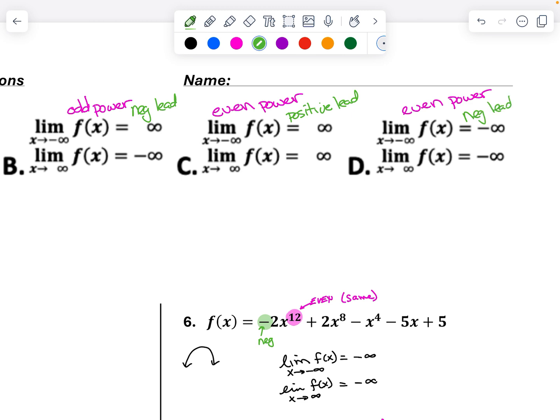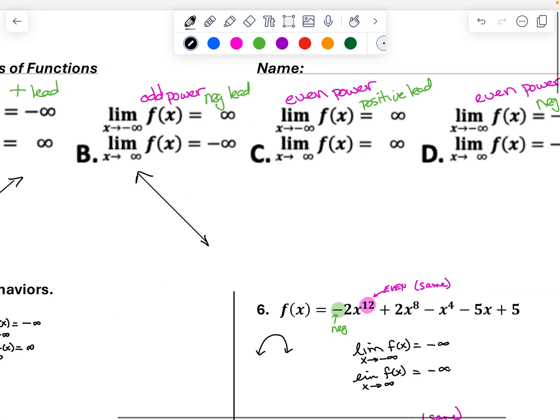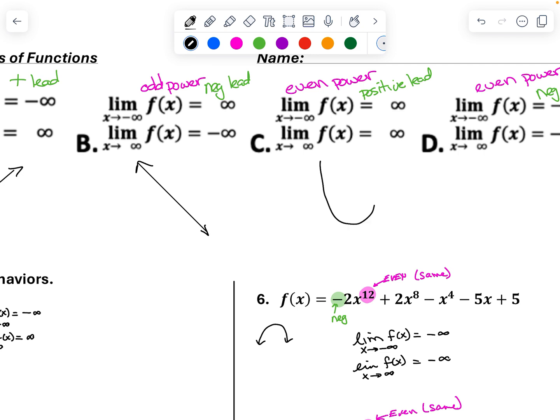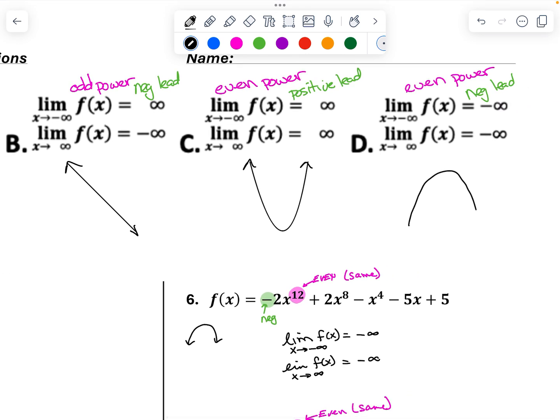Their shapes are mostly going to look like this. This one will have a negative slope. This one will be pointed up. And this one will be pointed down.